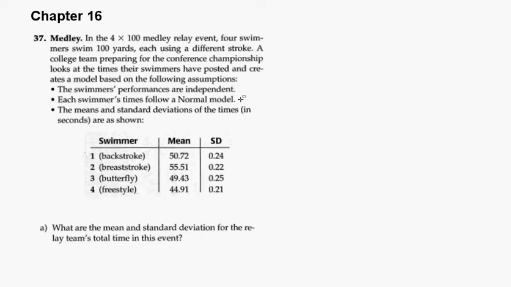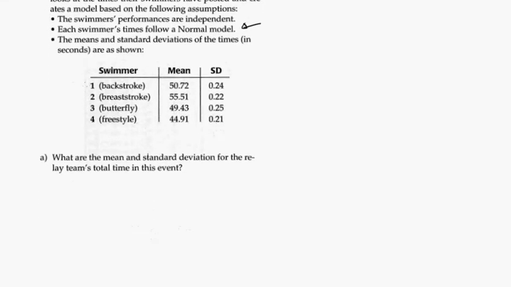Okay, we've been given the average times of each swimmer for this race, and we've been given the standard deviations, which look like they're in seconds. Here are some of the assumptions. The swimmers' performances are independent, and each swimmer's times follow a normal model, so that may be new. We'll see how that plays out pretty soon. And then here are the times. Okay, let's just get started.